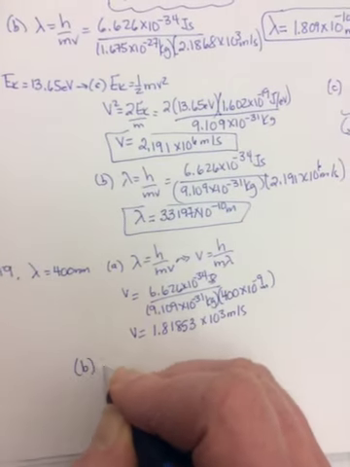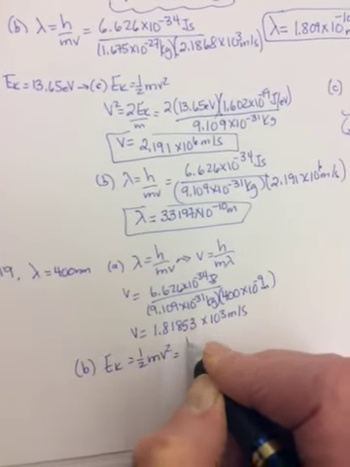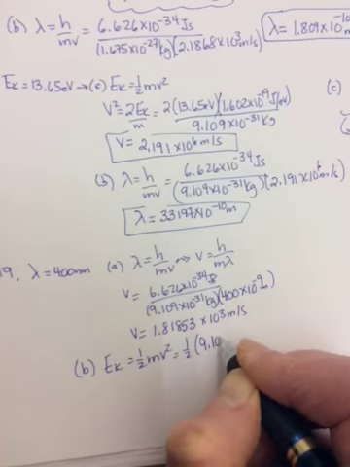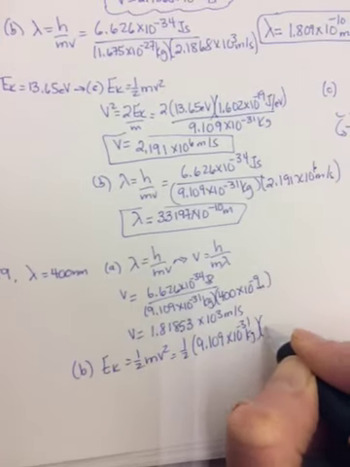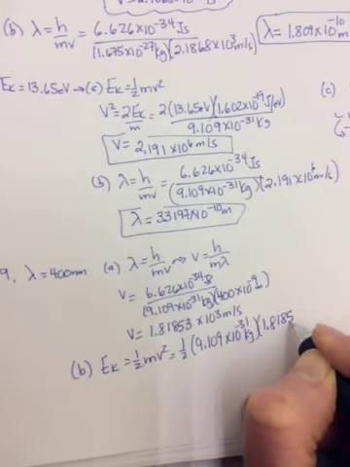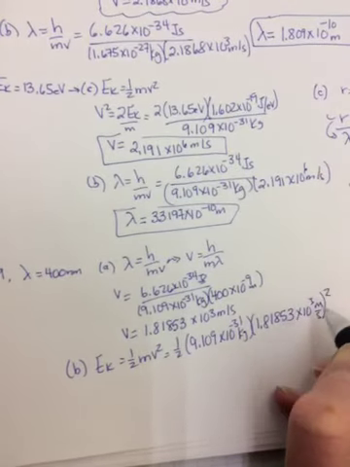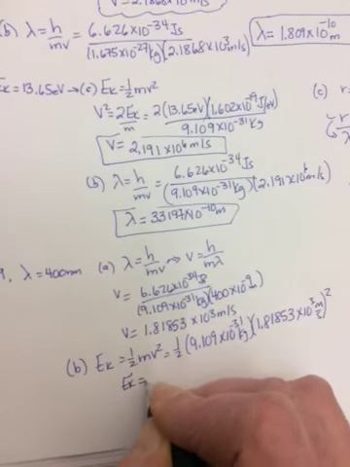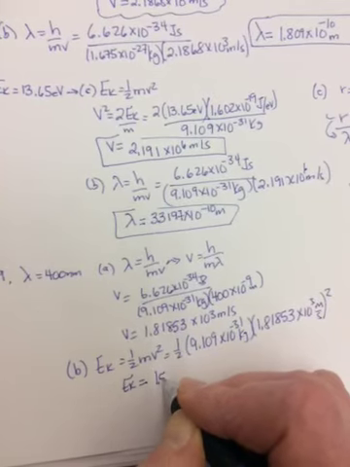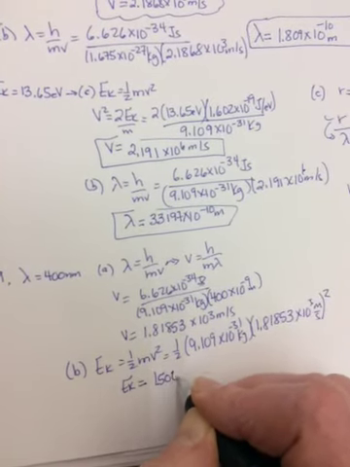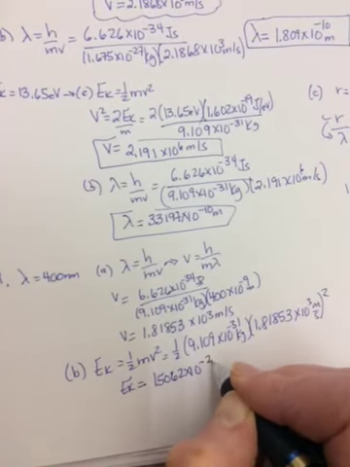And then part B wants the energy, so EK, which is equal to 1/2 mv squared. So 1/2, that 9.109 times 10 to the negative 31 kilograms times 1.81853 times 10 to the third meters per second, and it gets squared. So EK in joules is going to be 1.5062 times 10 to the negative 24 joules.